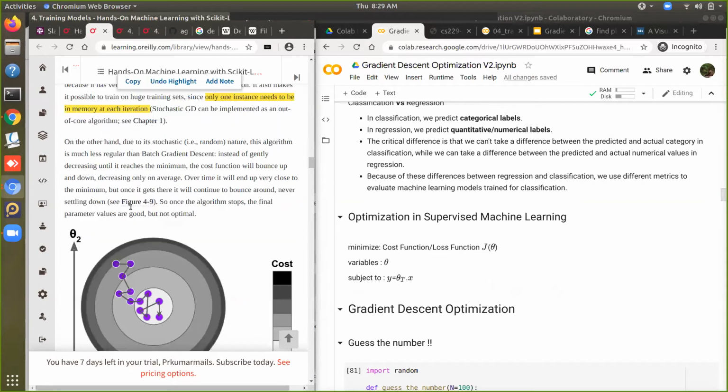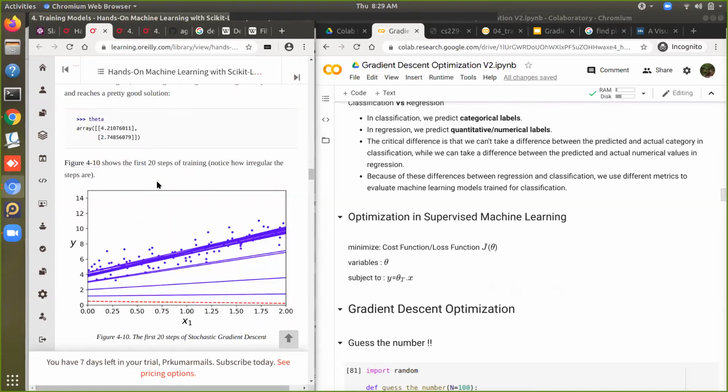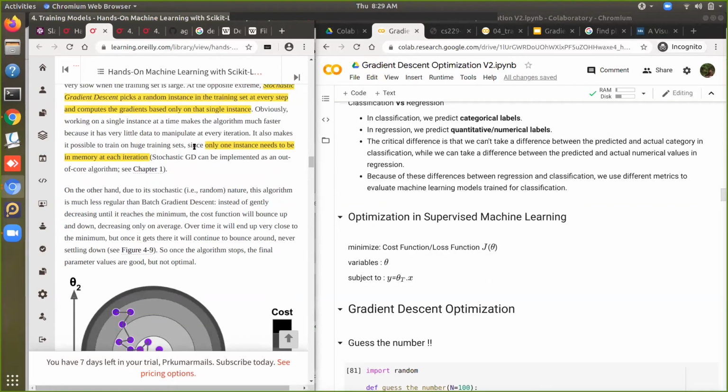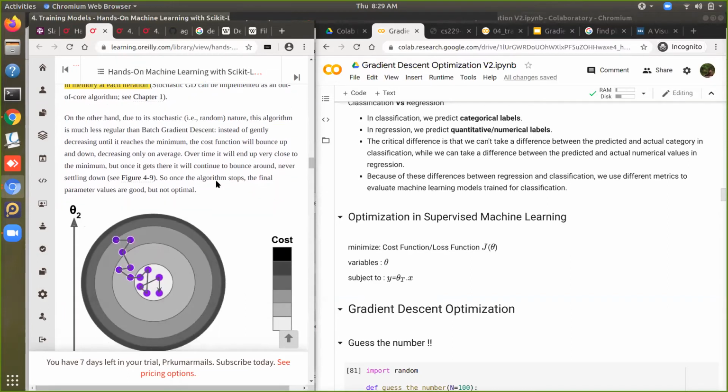Stochastic gradient descent, batch gradient descent and mini batch gradient descent: only one thing, how often we compute the gradient, determines what these three are. For every example, I'm computing.